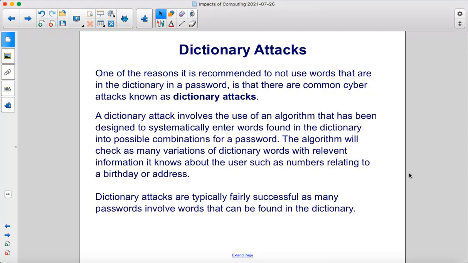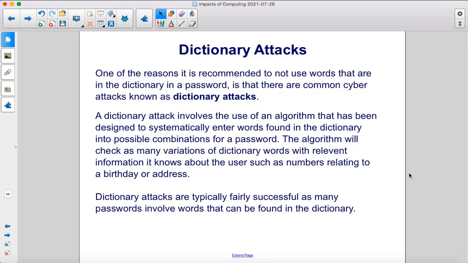One of the reasons it is recommended to not use words that are in the dictionary in a password is that there are common cyber attacks known as dictionary attacks. A dictionary attack involves the use of an algorithm that has been designed to systematically enter words found in the dictionary into possible combinations for a password.